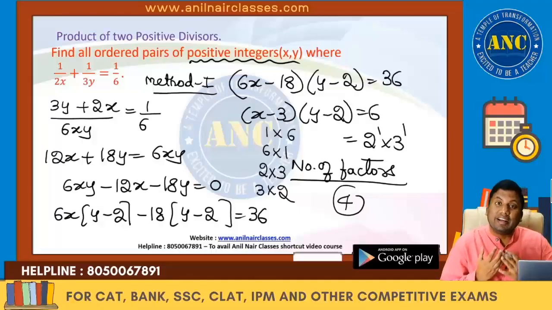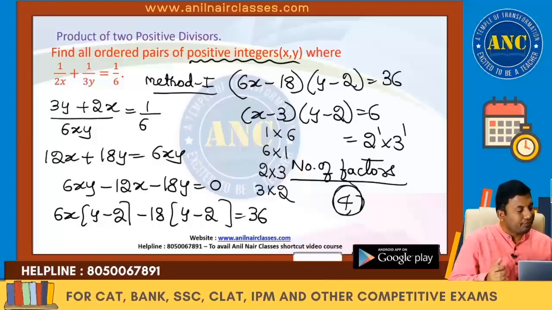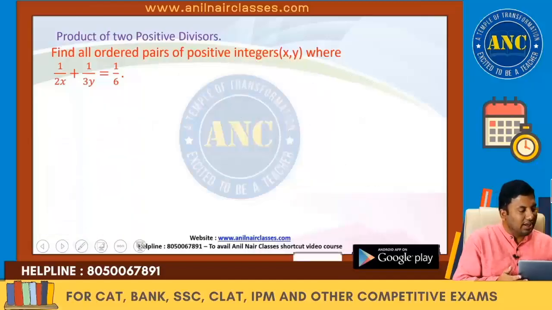If it were an integral solution, I would have got x and y 0. But here, x minus 3, 1, y minus 2, 6, 2, x minus 3, 3, y minus 2, 2. There are no x and y 0. So the answer for this question is 4. The same question can just be seen like this.